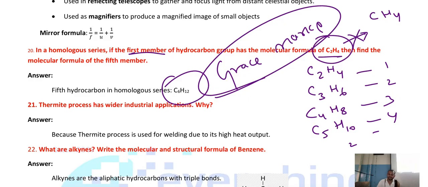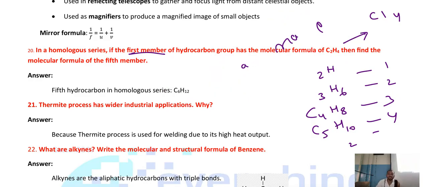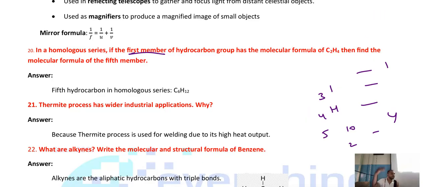Understood? Concept is clear? What they are asking, please use that condition only and try to find the other successive members. Did you understand how to find?